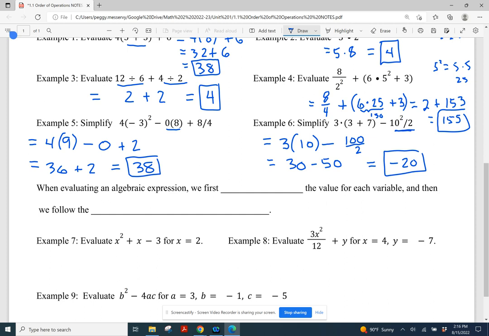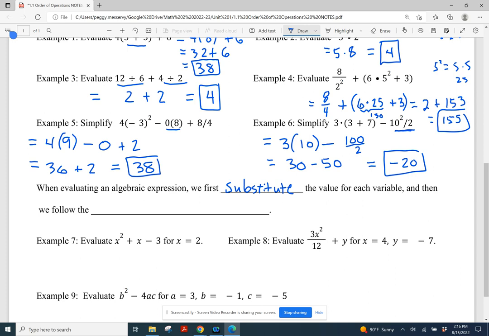All right, when evaluating an algebraic expression, we first plug in the value for each variable, plug in or substitute. I want you to look down at the examples that we're doing. It says evaluate x squared plus x minus 3 for x equals 2. What that means is we're being asked to substitute or replace the x with a 2 and simplify it. So when you're evaluating an algebraic expression, we first substitute the value for each variable.